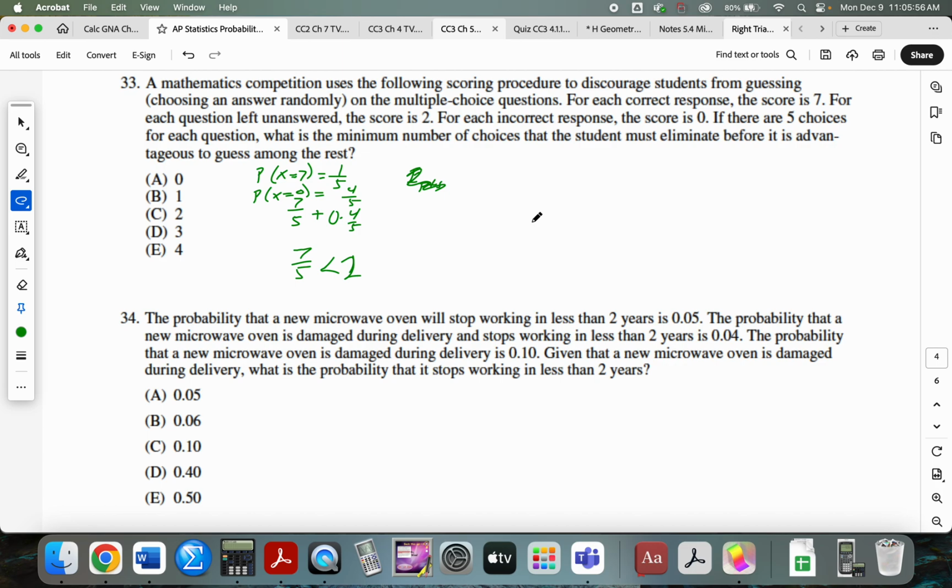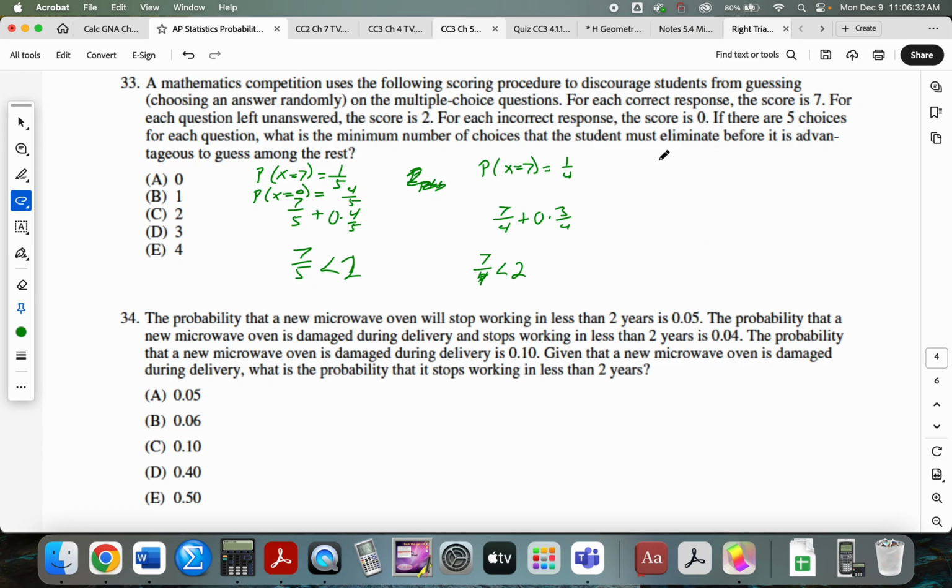If you eliminate one of the choices as being definitely wrong, then the probability of getting a 7 is 1/4. So we would do 7/4 plus 0 times the 3/4, right? But 7/4 is still less than 2.